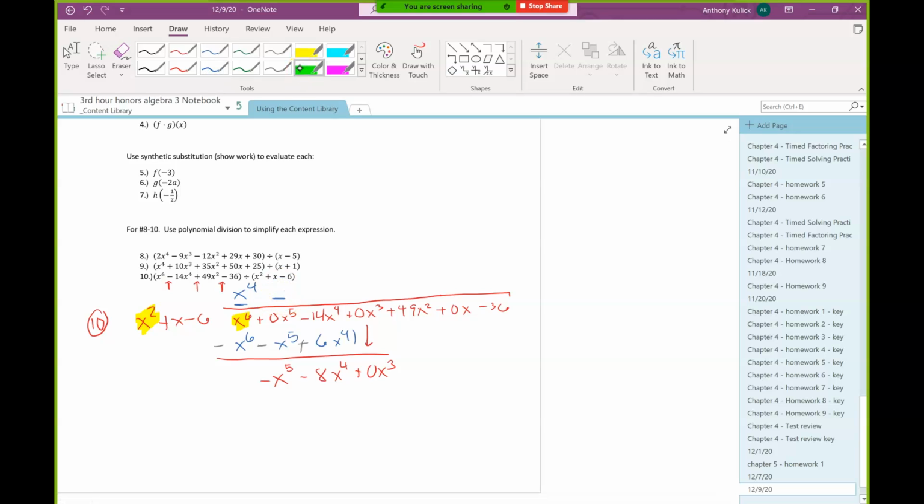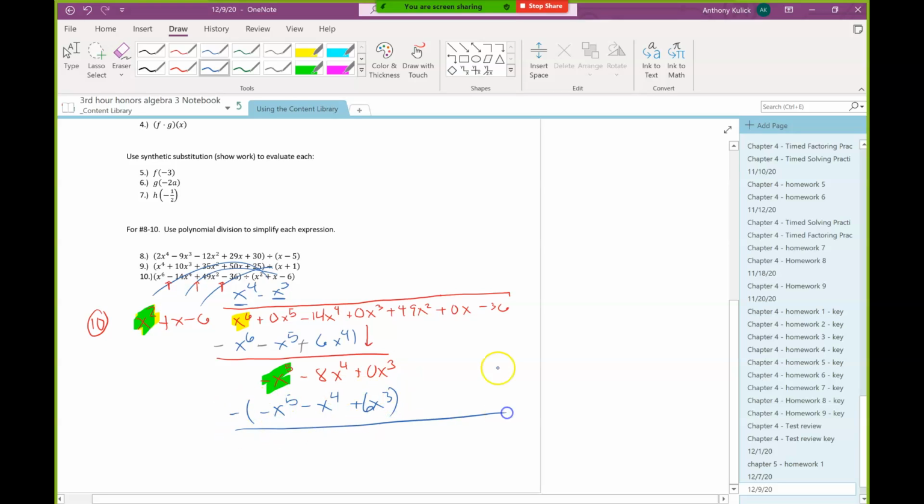We'll ask ourselves, okay, what times x squared gives me negative x to the fifth? That's negative x cubed. I'll distribute that across the entire divisor. Negative x to the fifth minus x to the fourth plus, oops, sorry, 6x to the third. And then we'll distribute that negative. So negative of a negative is positive. Negative of a negative is positive. And negative of a positive is negative.